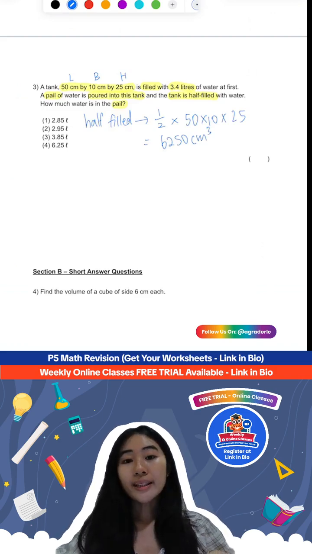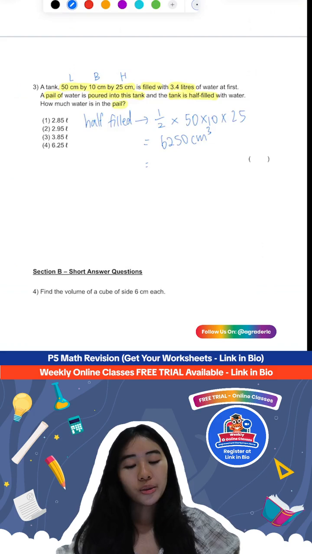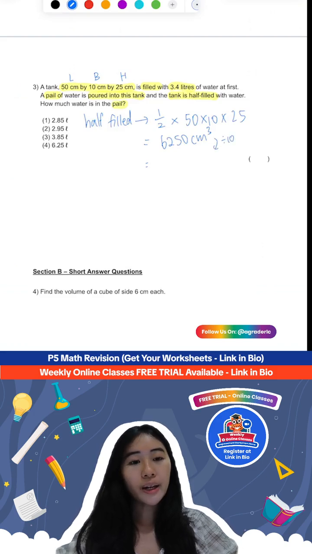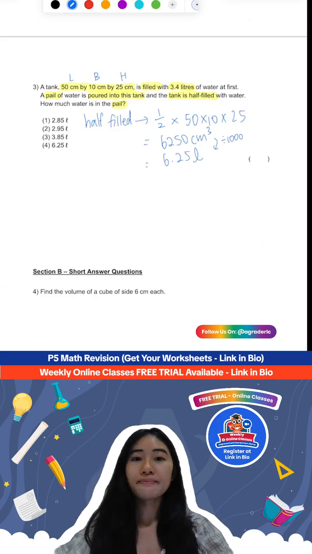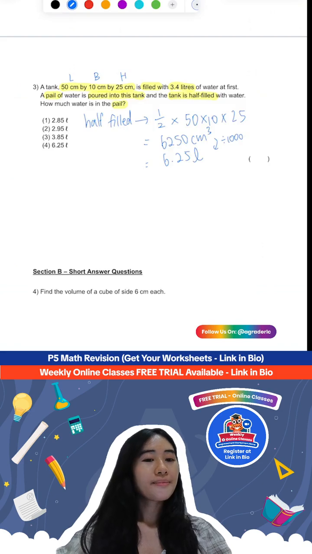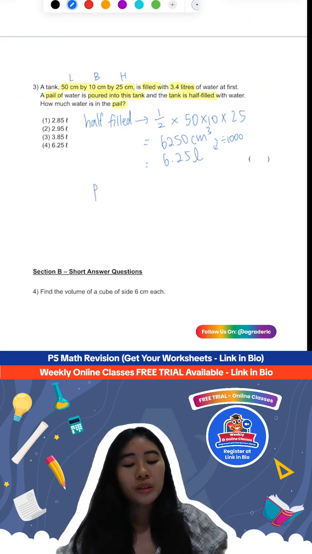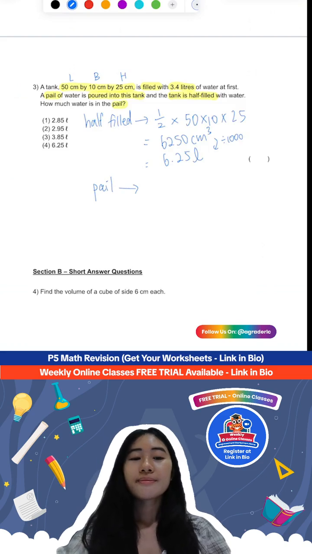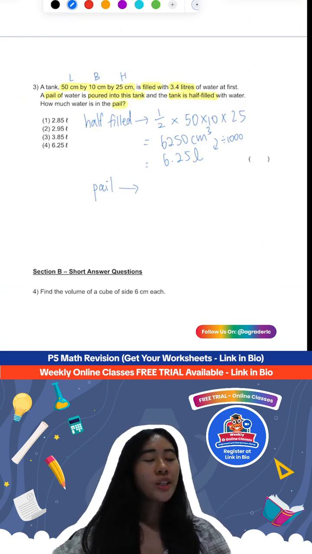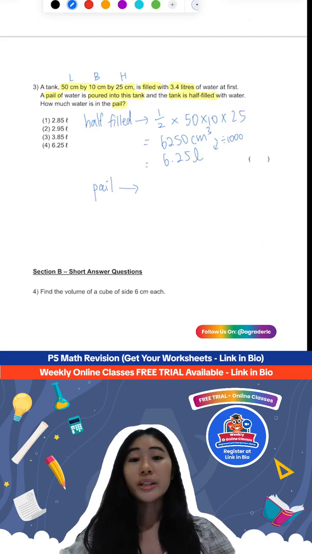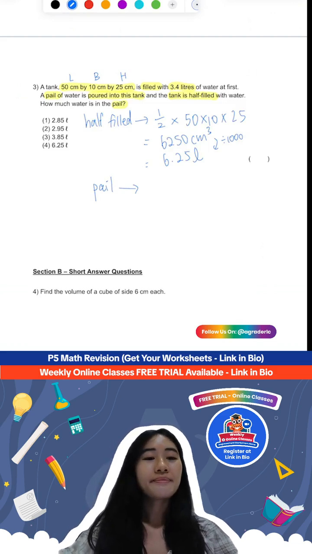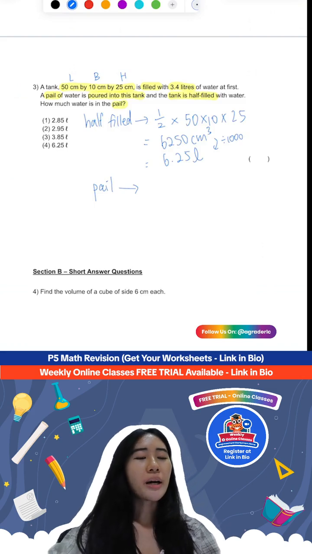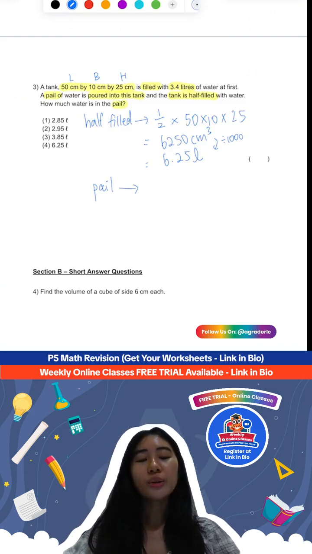But because they want it in liters, you should change this into liters by dividing by 1,000. This is 6.25 liters. And then you need one more step to find out the water in the pail. What do you guys think the next step is? You just need one more step to get the answer. So what is this step? Is it a plus, a minus, times or divide sort of equation?